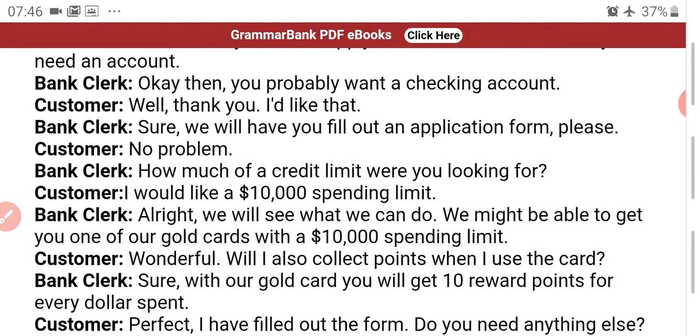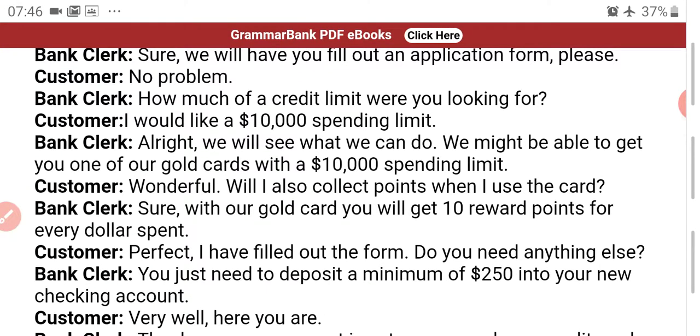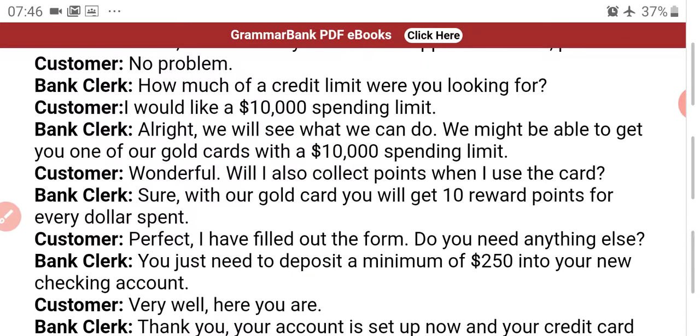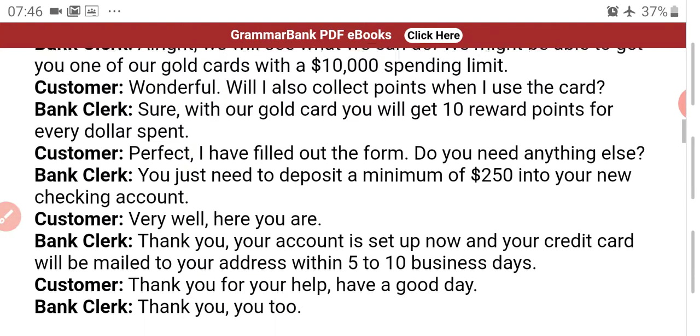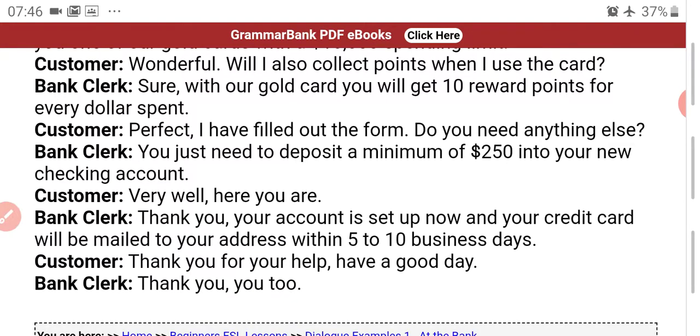We might be able to get you one of our gold cards with a $10,000 spending limit. Wonderful. Will I also collect points when I use the card? Sure, with a gold card, you will get 10 reward points for every dollar spent. Perfect. I have filled out the form. Do you need anything else? You just need to deposit a minimum of $250 into your new checking account. Very well, here you are. Thank you. Your account is set up now, and your credit card will be mailed to your address within 5 to 10 business days. Thank you for your help. Have a good day.